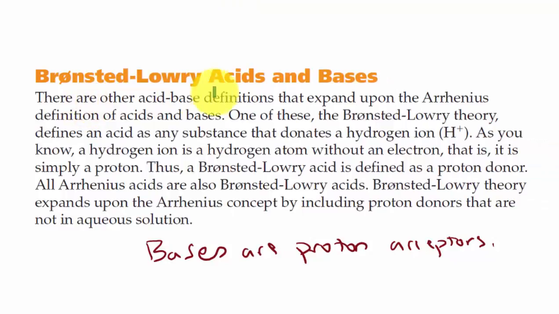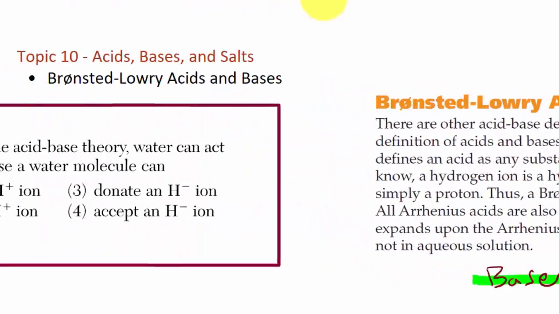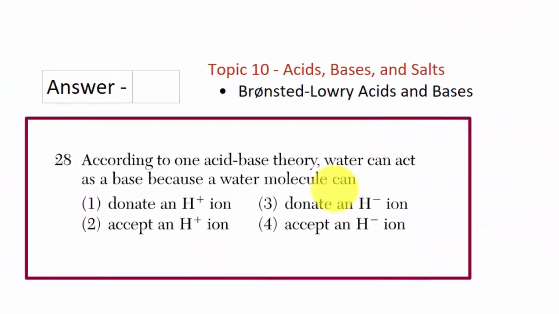The Bronsted-Lowry theory points out that an acid is going to be something that donates a hydrogen ion over the course of a chemical reaction. The opposite of this, of course, is to accept a proton. So bases, according to this theory, are proton acceptors. So with that knowledge, let's go back. According to this theory, water can act as a base because it can accept a hydrogen ion.